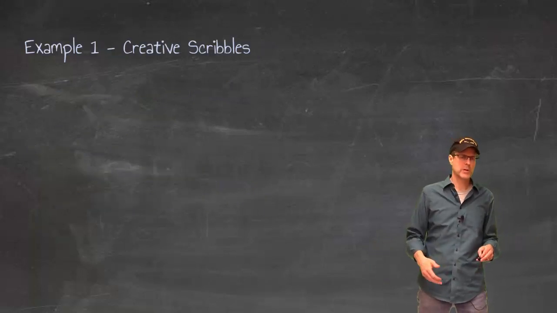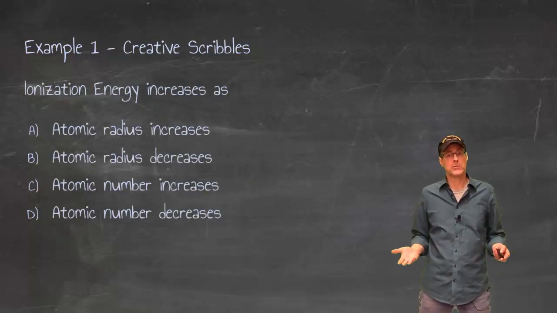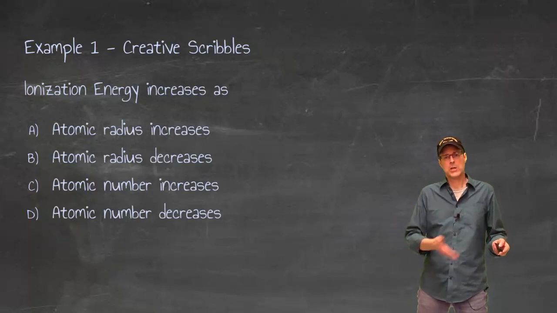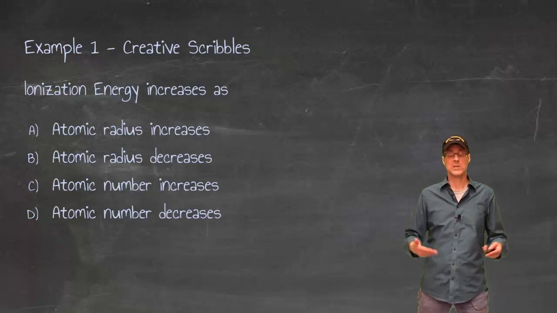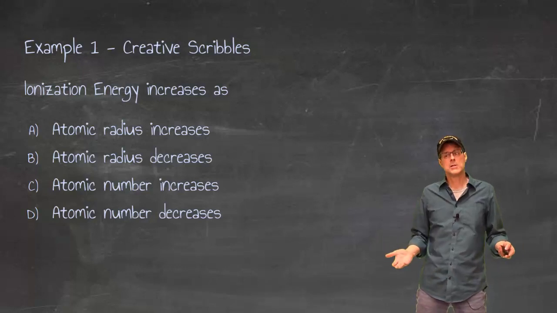So what do I mean by creative scribbles? Well, I gave you a question earlier that I think could be answered using creative scribbles. So the question was this: ionization energy. How does it change? What causes the ionization energy to go up? Is it the atomic radius getting bigger, the atomic radius getting smaller, the atomic number getting bigger, or the atomic number getting smaller?